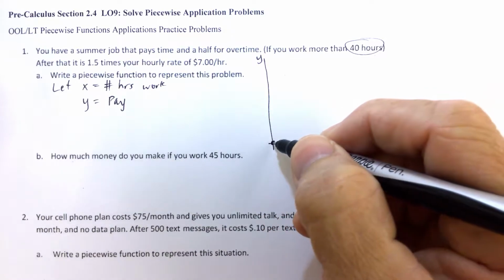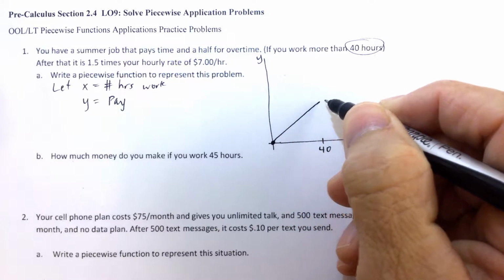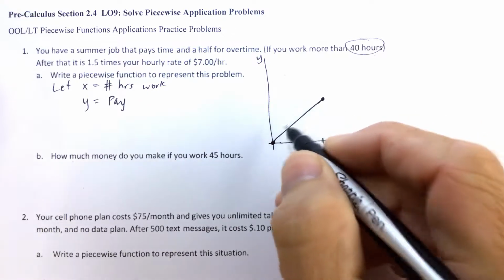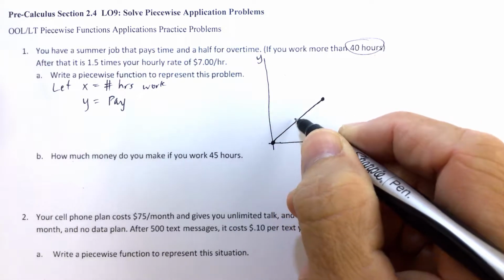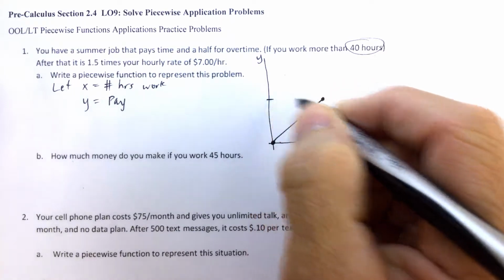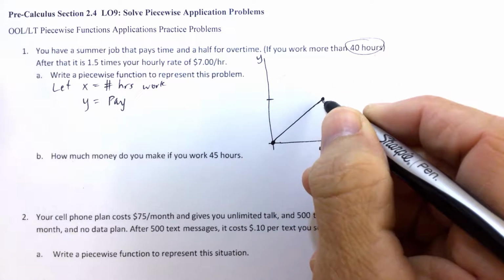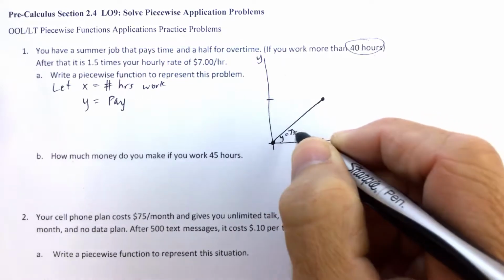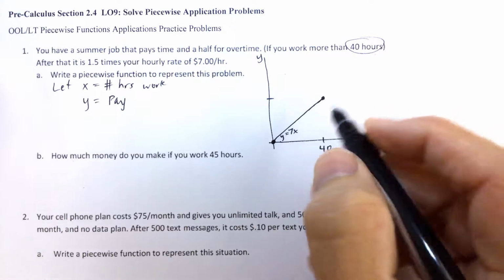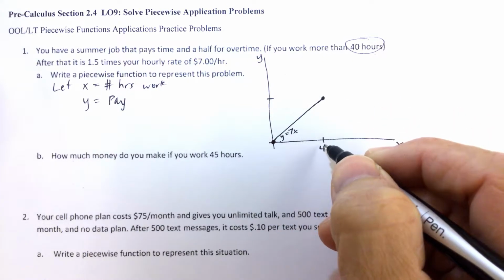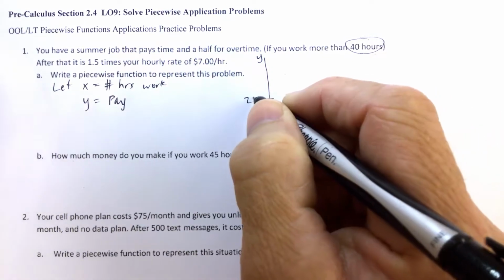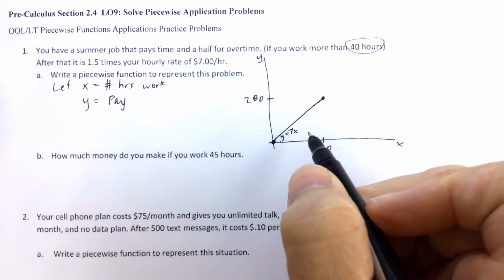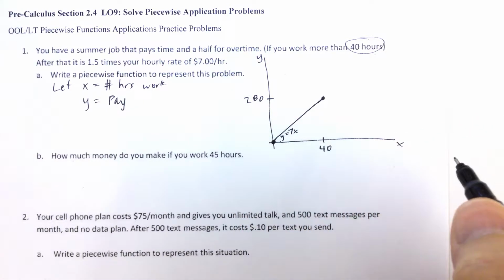So understand that if I continue to work up to 40 hours, I continue to get paid $7 for each of those hours. How much would I get paid if I worked a total of 40 hours? Well, my equation is y equals 7 times x up to 40 hours, so I'm going to get 7 times 40, or $280. So that gives me a good idea of where we start.